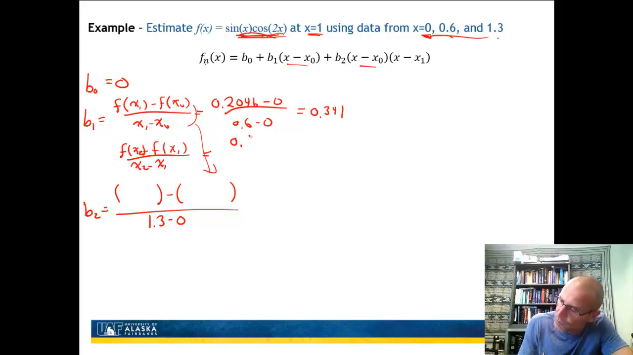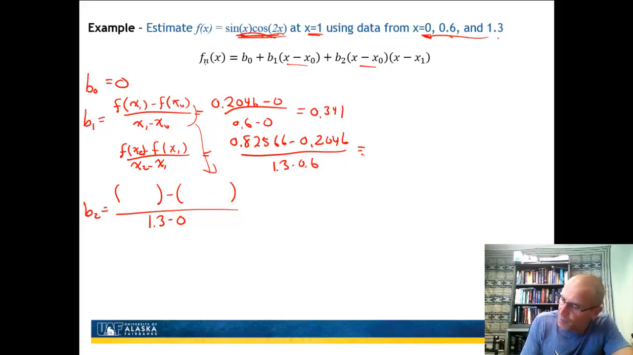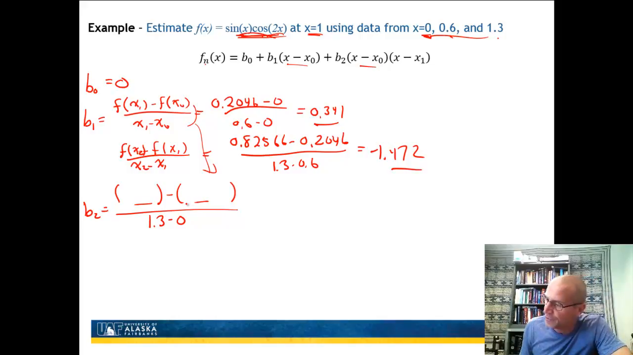And so this will be 0.82566 minus 0.2046. And now this is going to be over 1.3 minus 0.6 to give me what that is, which is minus 1.472. All right, so now these are the 2 values I'm going to be putting into here to go ahead and find out what my value of b2 is. And if I stick those in there, this becomes minus 1.394. So now I have my b2 value.